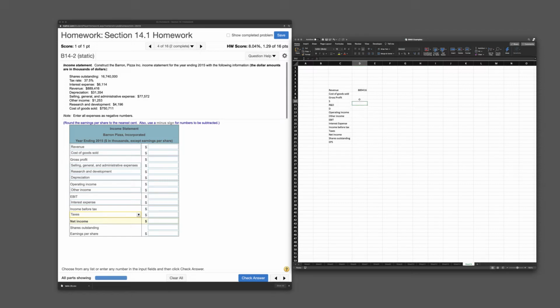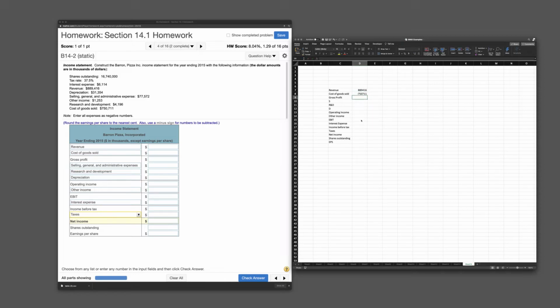4,416. Okay, and one thing to keep in mind is that all the dollar amounts are in thousands of dollars. So that's going to be relevant when we figure out our earnings per share. But just remember that. And also we want to keep in mind that we need to have negative numbers or a minus sign for numbers we want to subtract. So basically any of our costs or expenses have to be negative.